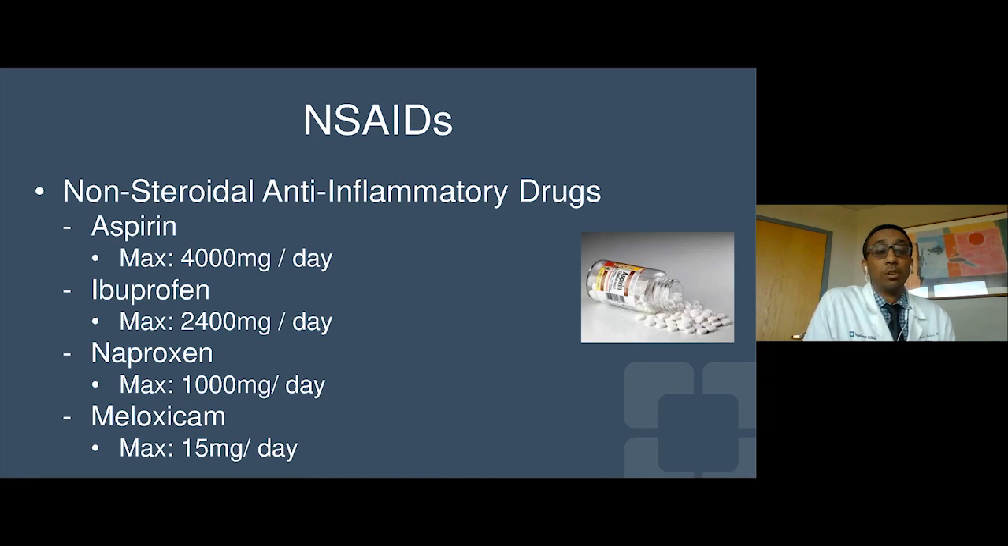We have the maximum dosing for those. Again, these should be discussed with your primary care or your orthopedic provider as far as total dosing, because that can vary for each patient. And then meloxicam is one of the prescription anti-inflammatories. Maximum dosing on those is 15 milligrams. There's other prescription anti-inflammatories, Lodine or Etodolac. There's oral Voltaren. Some of those are a little bit more harsh on the kidney system. So again, that's something that would be discussed with the provider.